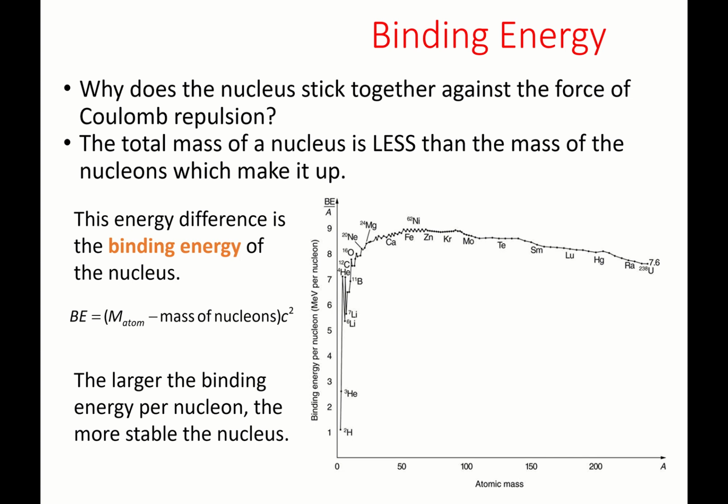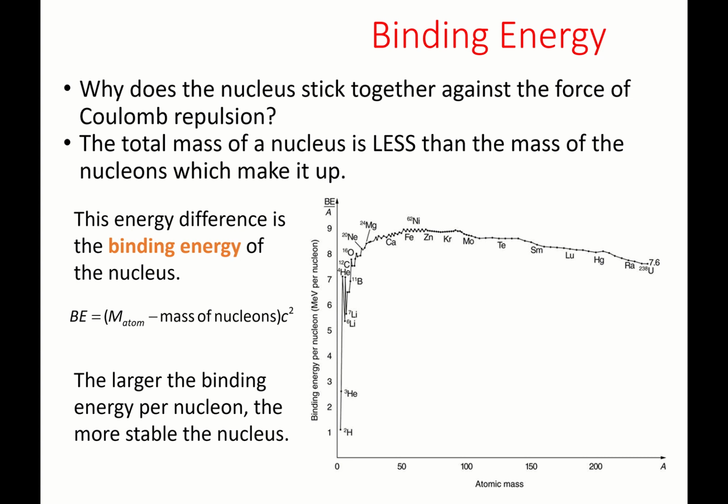So why does the nucleus stick together? Because remember, we've got protons all forced in very close to each other, and protons are positive charges that push away from each other by the Coulomb force. Well, it turns out that the total mass of the nucleus is less than the mass of the nucleons that make it up. Remember, we said carbon-12, which is made out of 6 protons and 6 neutrons, has a mass of 12, but we said that each proton and each neutron has a mass bigger than 1. So how does that work? Well, it turns out that the energy difference between the mass of the nucleons all put together and the mass of the nucleons when they're separate, that gives us the binding energy of the nucleus, the energy that it takes to pull that nucleus apart.